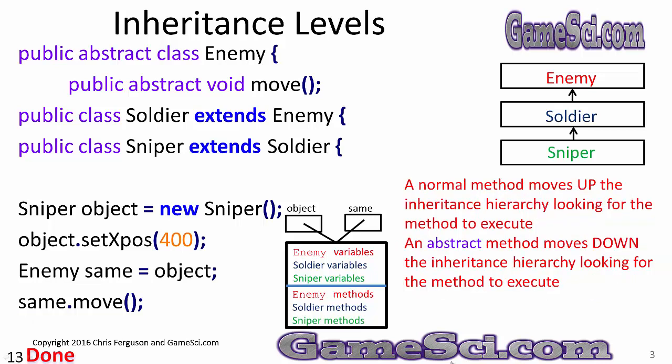Alright, let's wrap her up. A normal method moves up the inheritance hierarchy looking to execute a method. An abstract method moves down the inheritance hierarchy looking for the method to execute. Normal method, I'd start at Sniper, and if it wasn't there, I'd go to Soldier, and if it wasn't there, I'd go to Enemy to try and run that method. An abstract method, I'll start at Enemy and look to run it. It's abstract, so I'll move down to Soldier. Soldier may have that method, but it's got a child class. I'll look at that and see if I can run it from the child class.